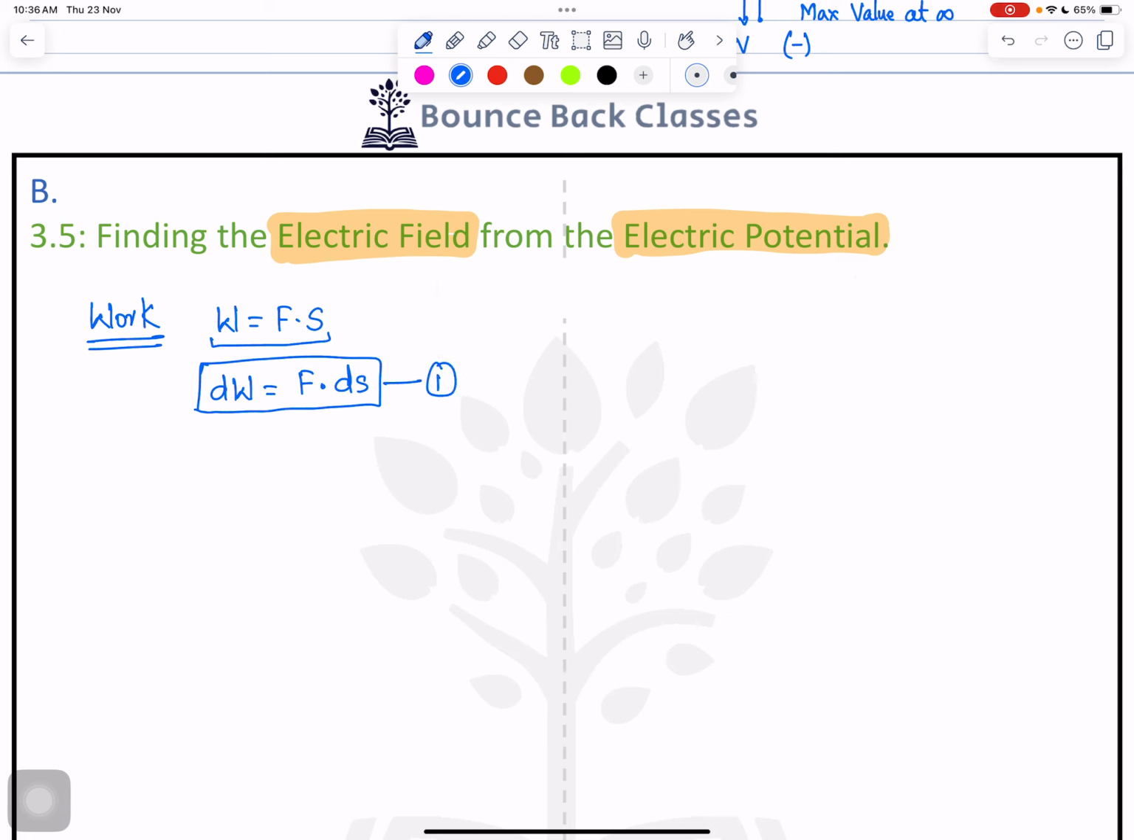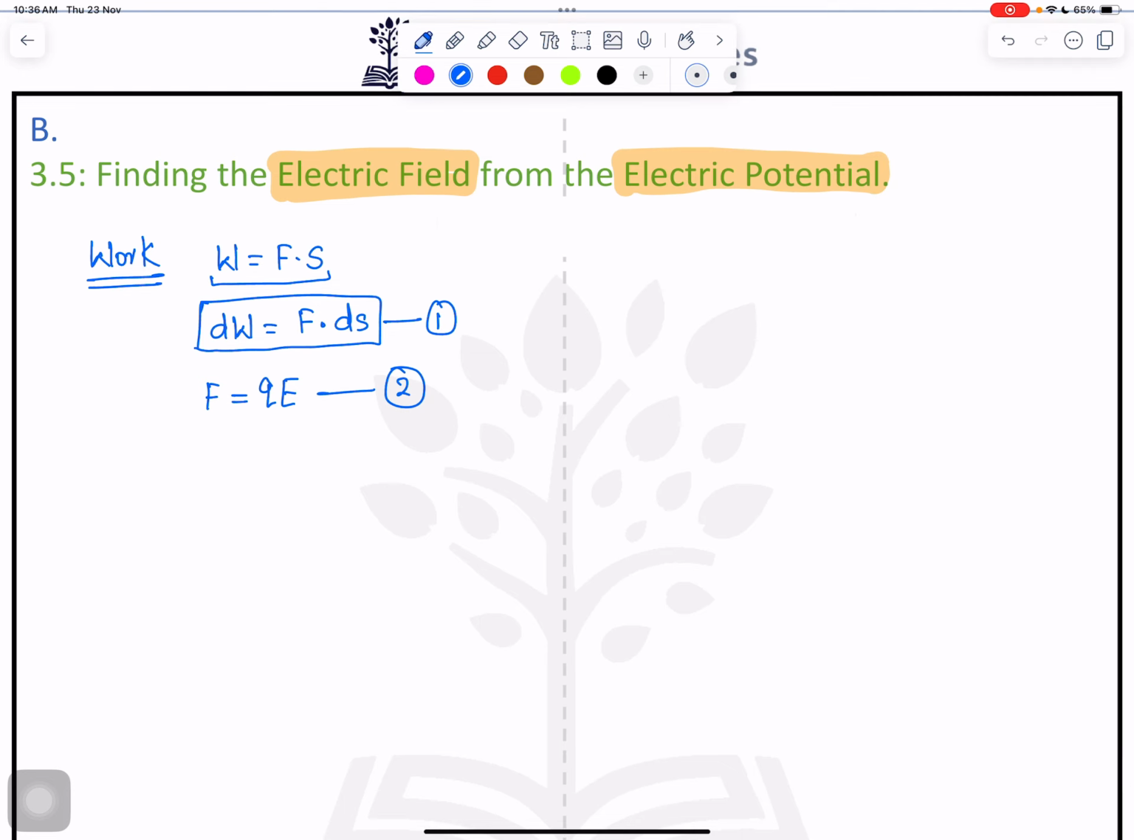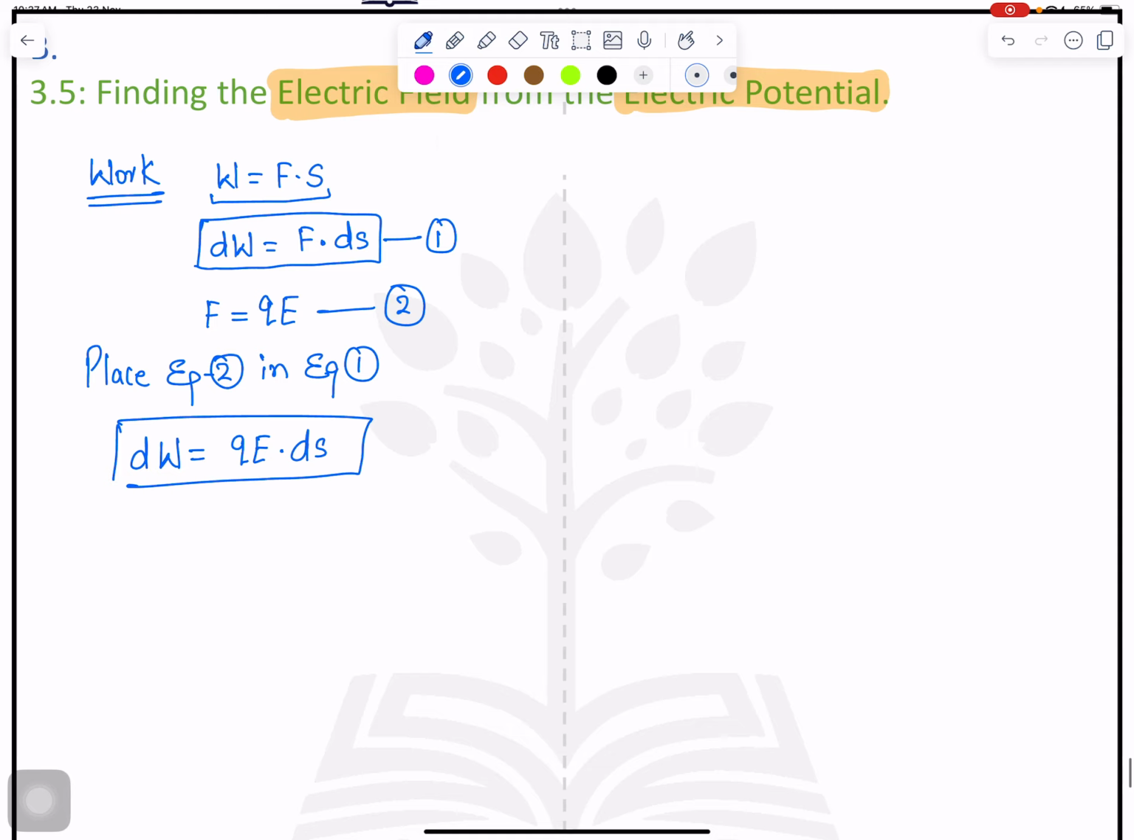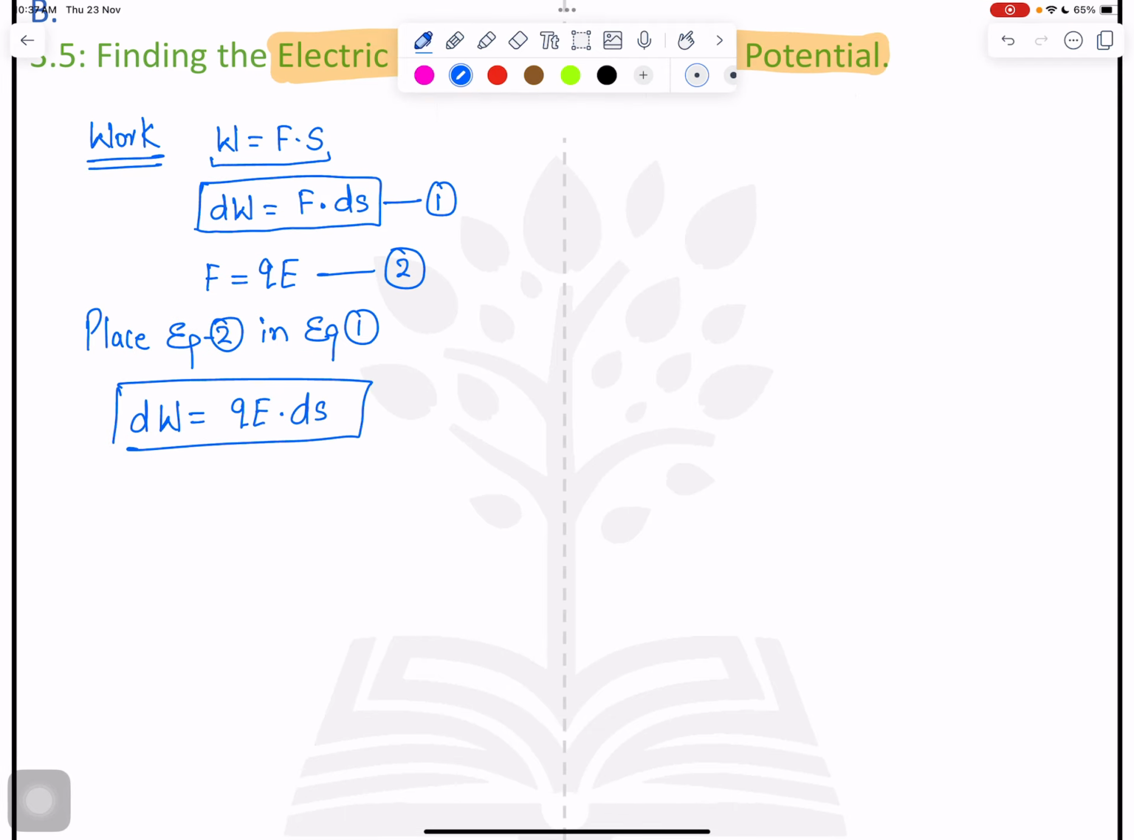Second equation, as per electrostatics, force is equal to Q times E. This is your equation number 2. Yes or no? Okay, place equation 2 in equation 1. So you will get dW is equal to Q times E dot ds. Fine, guys? Now, these are the 3 steps.